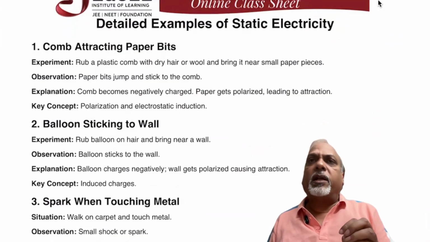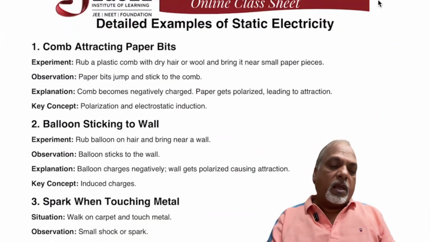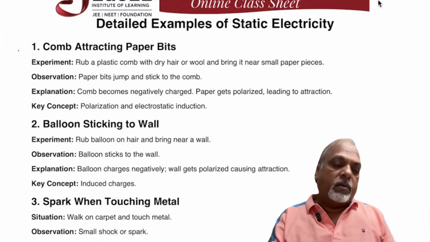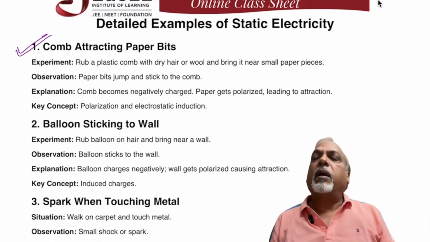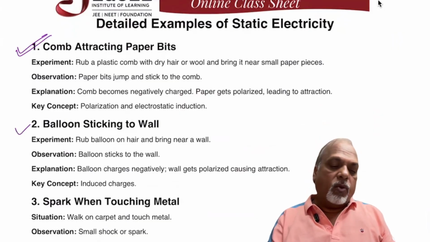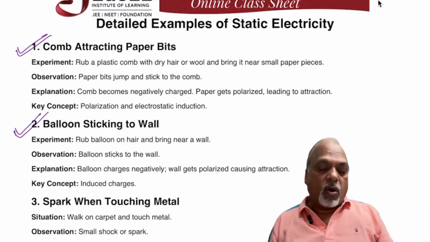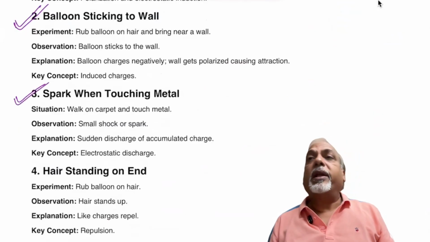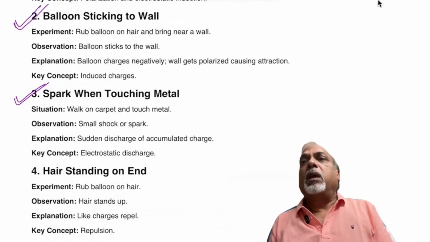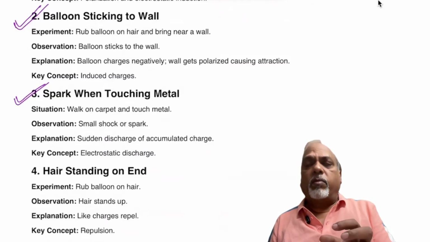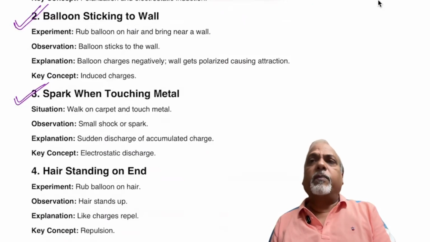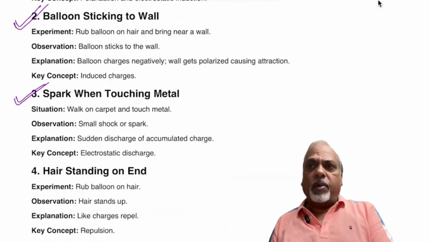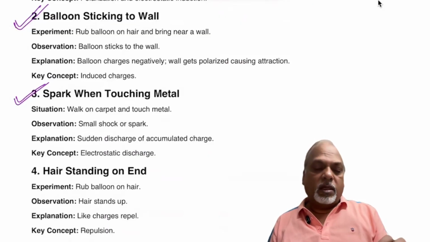To give more clear examples of static electricity: you must have seen your comb attracting bits of paper, a balloon sticking to walls, a spark when touching metal. Suppose a metallic door knob is already having a charge, and you just happen to touch that, you will feel a little shock.